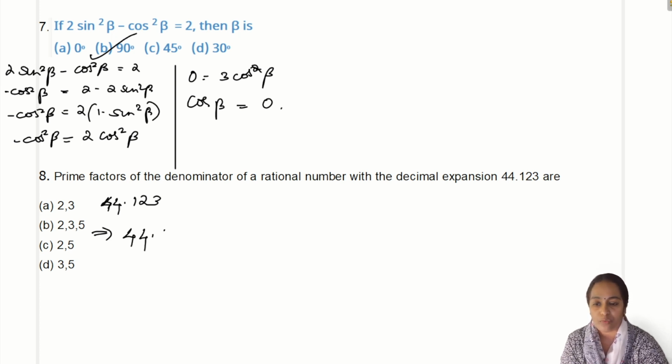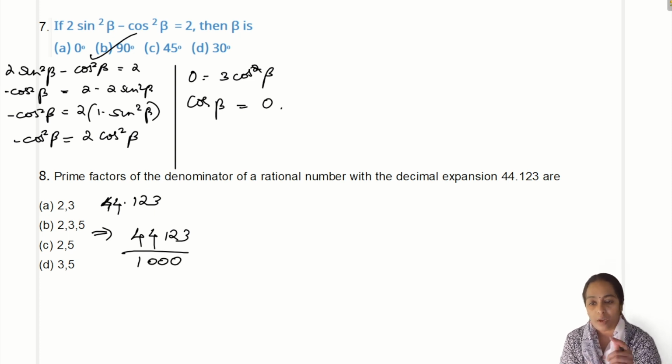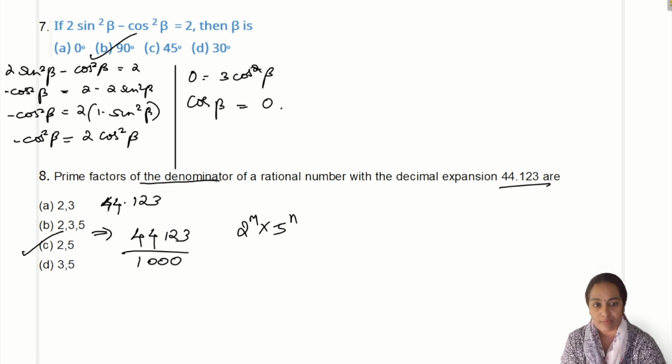You can write it as 44,123 divided by 1000. So you can write it like this. Because you have 3 decimal places, I can write it as 44,123 divided by 1000. And I know that a rational number having a terminating decimal expansion has a denominator with prime factors of the form 2 power m into 5 power n. So the prime factors of the denominator are going to be 2 and 5, because it is a terminating decimal expansion.